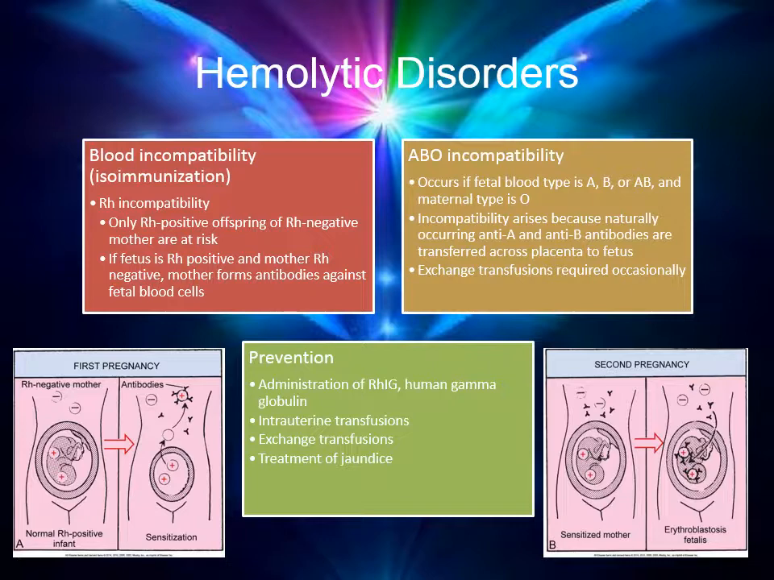Then we have exchange transfusion, when the infant's blood is removed in small amounts and replaced with compatible blood. It is the standard mode of therapy for treatment of severe hyperbilirubinemia and high drops caused by Rh incompatibility. Treatment of jaundice is phototherapy and or exchange transfusion, depending on the severity of it.